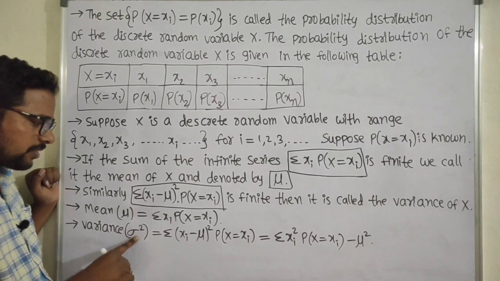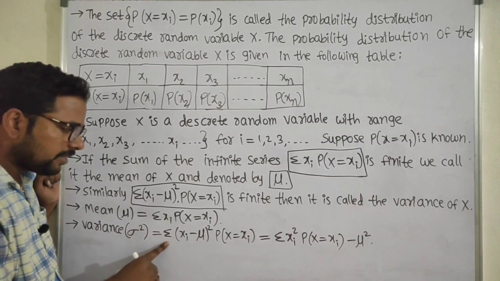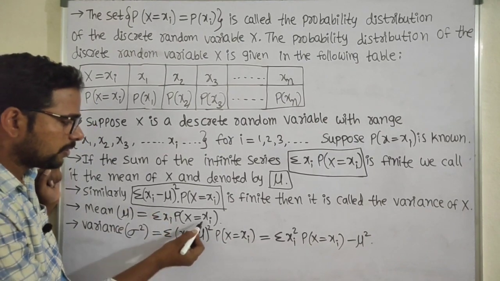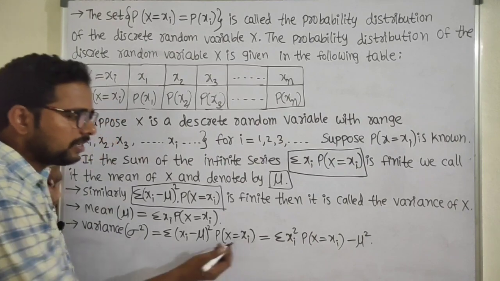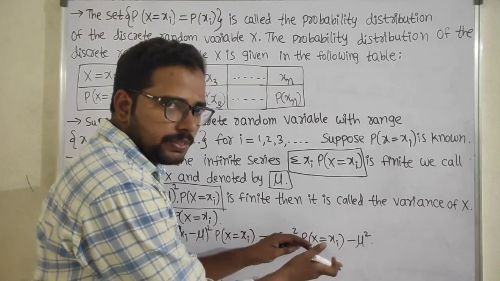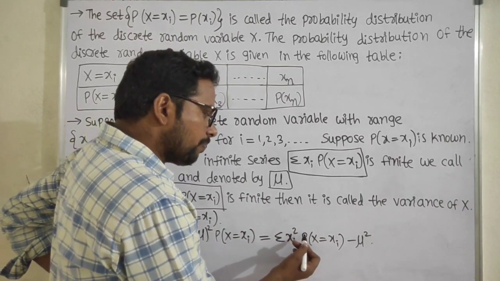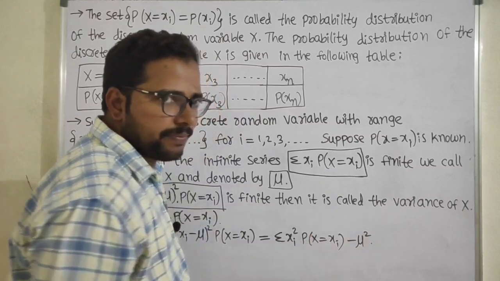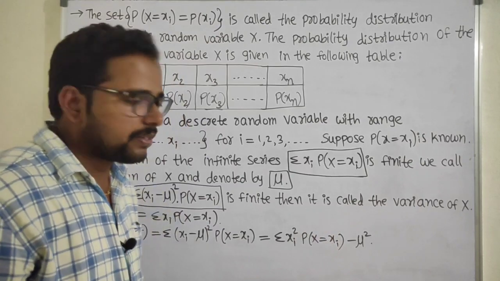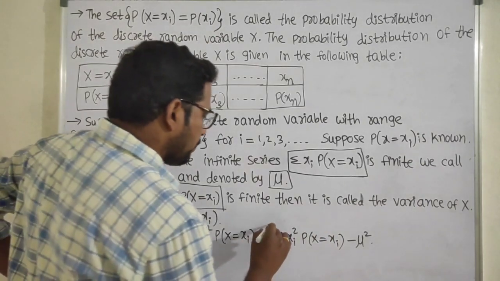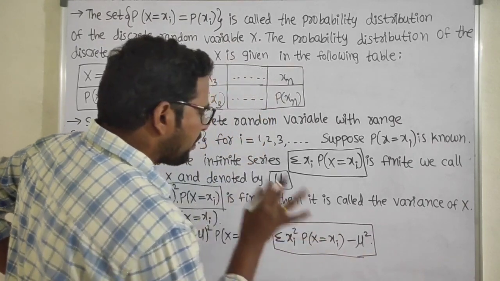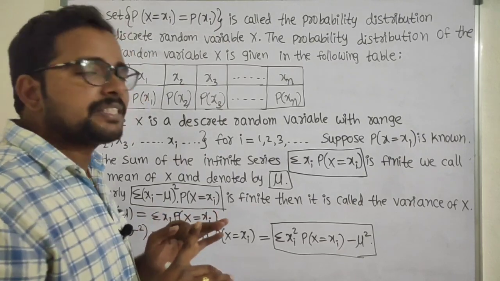So variance sigma square is equal to summation xi minus mu whole square into p of x equals xi. Or we can find variance by using this formula also. If we simplify this formula, we get sigma xi square into p of x equals xi minus mu square. You must definitely learn these two formulas, because we use only these two formulas. One is mean and another is variance.